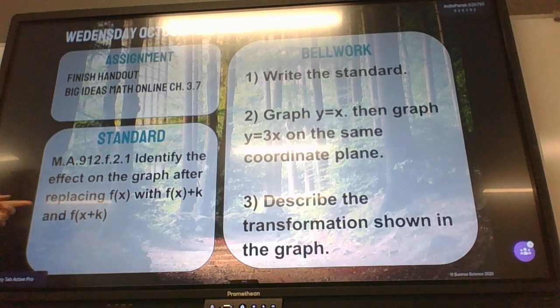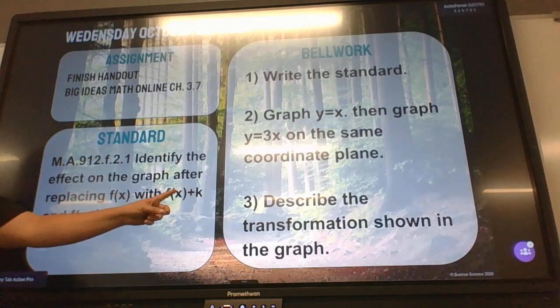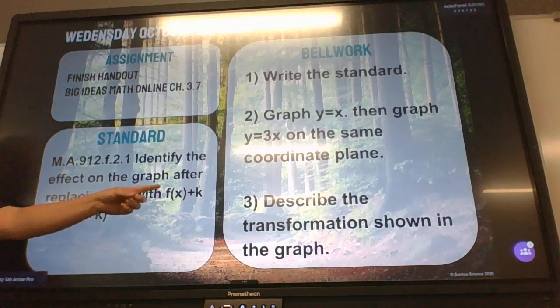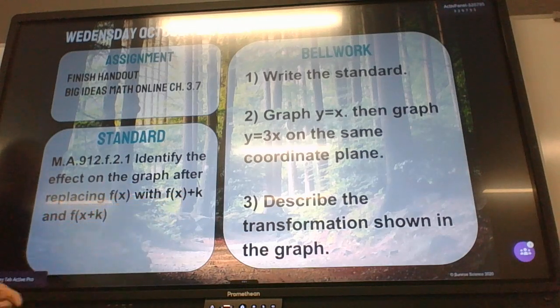It says write the standard, mathematics, 9 through 12, functions 2.1. Identify the effect on the graph after replacing f of x with f of x plus k, which yesterday we just got into on the handout. If you put a plus or minus after that function notation, that will shift the graph up or down. That's what we were practicing yesterday.